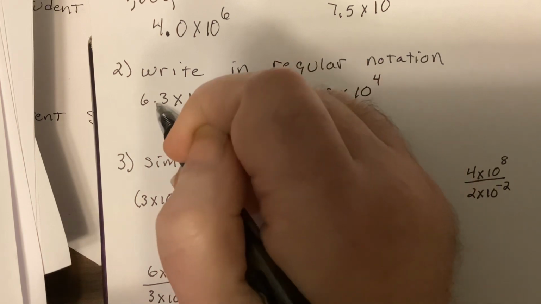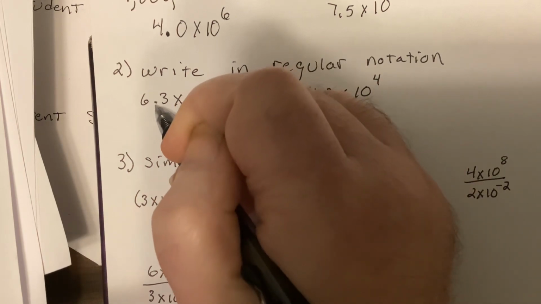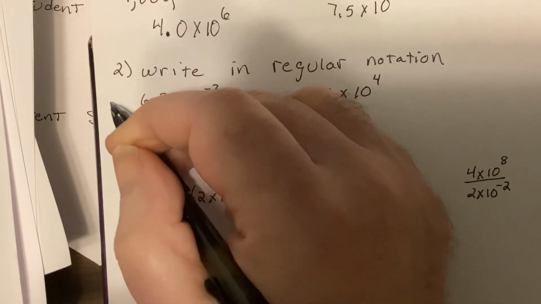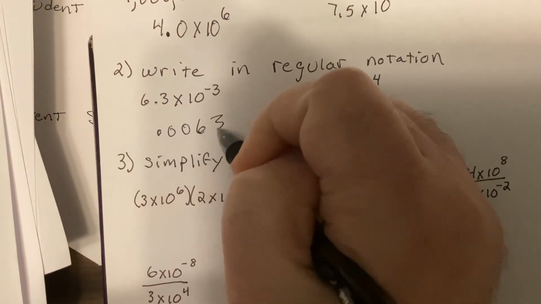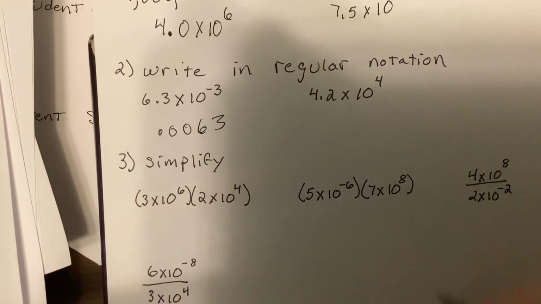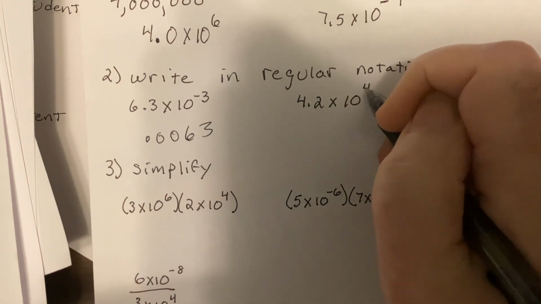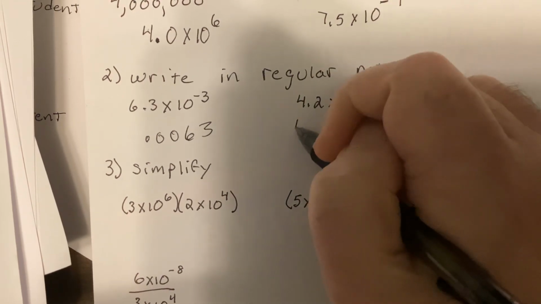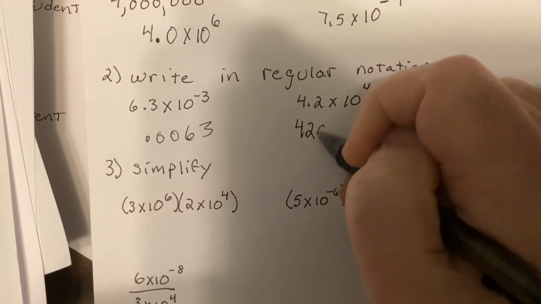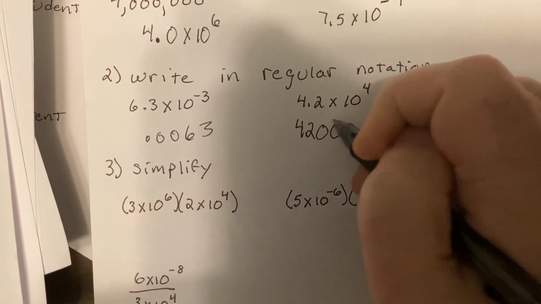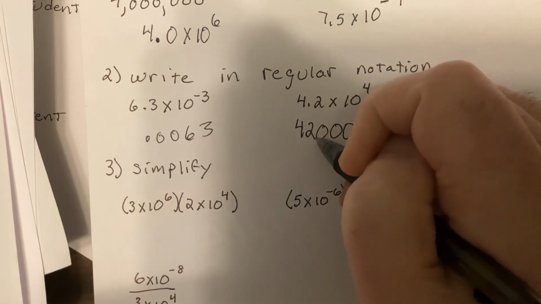So negative means this gets smaller. So 1, 2, 3. This one, positive, so this gets bigger. Move it once, that's 4, 2. And then we need 3 zeros to finish off the 4.